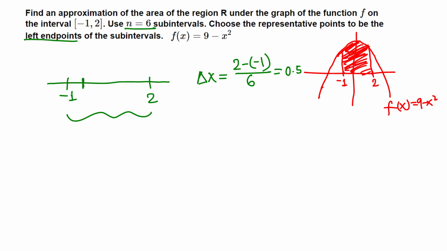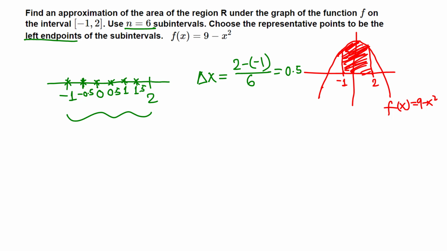Let's see, -1, we add 0.5, then -0.5, 0, add 0.5, add 0.5 again, so that's 1, 1.5, and 2. So this is how we have 6 sub-intervals, and we are asked to use the left endpoints. So to draw rectangles, we are using left endpoints. So 1, 2, 3, 4, 5, 6.